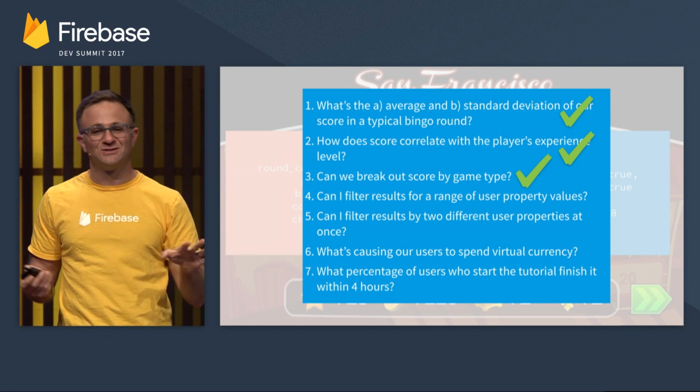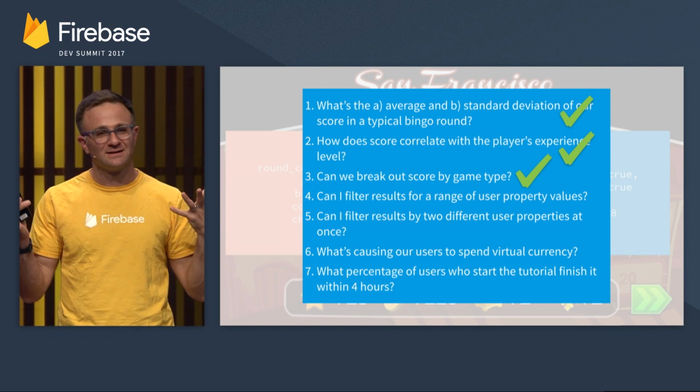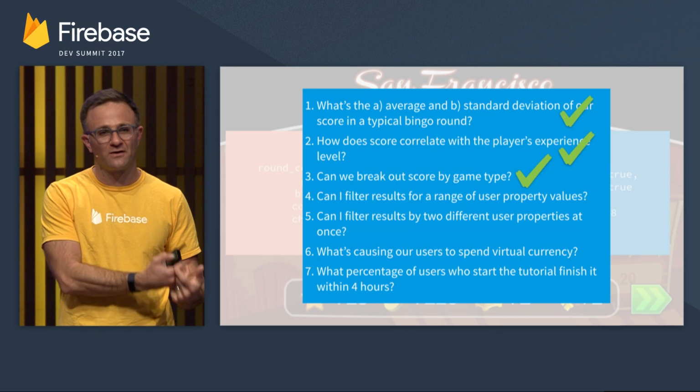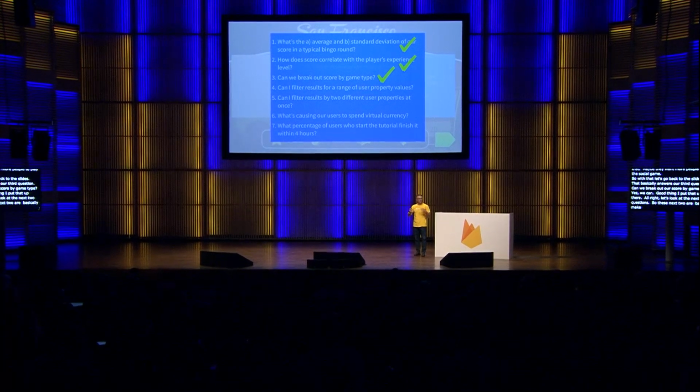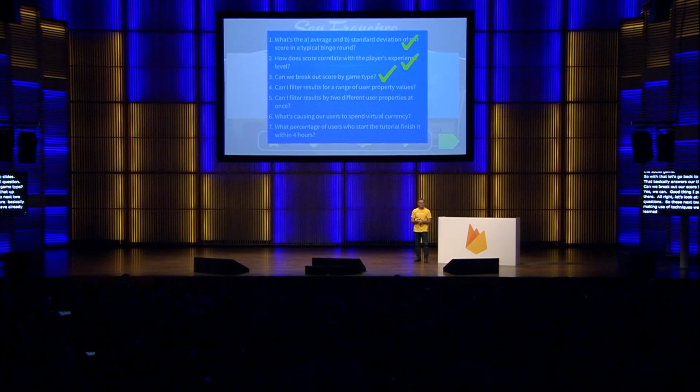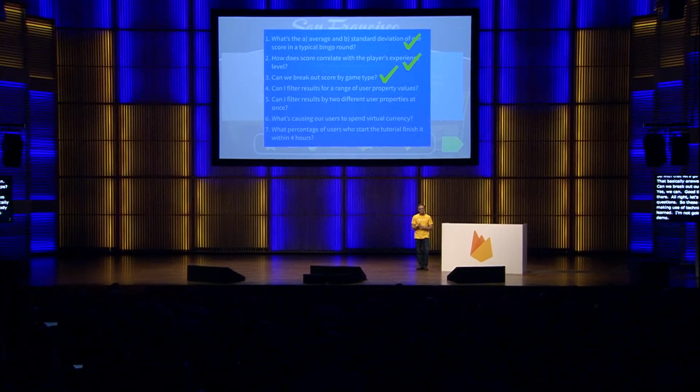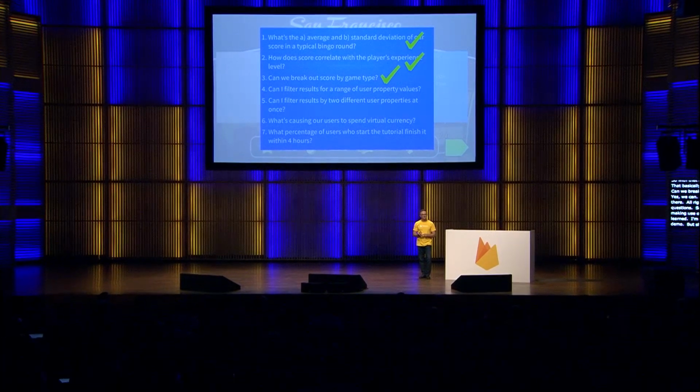All right, let's look at the next two questions. So these next two are basically making use of techniques we've already learned. So I'm not going to show you the demo, but let's show you how we would answer these in the slide. First, can I filter results for a range of user property values? So basically, in the Firebase console, you can filter results by a specific user property value, language equals English. What if you wanted multiple user property values? Language equals English, German, Dutch, what have you. So basically, we can do that.